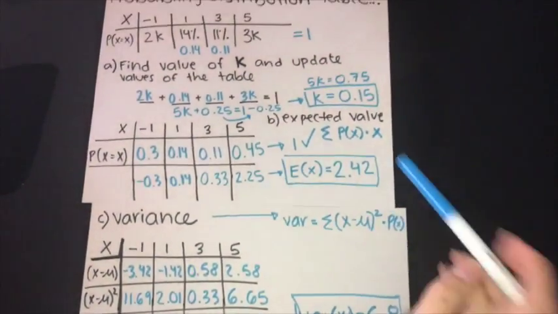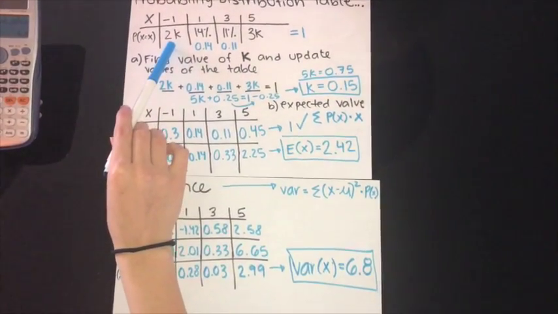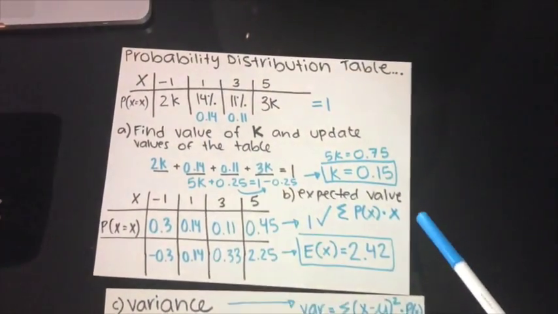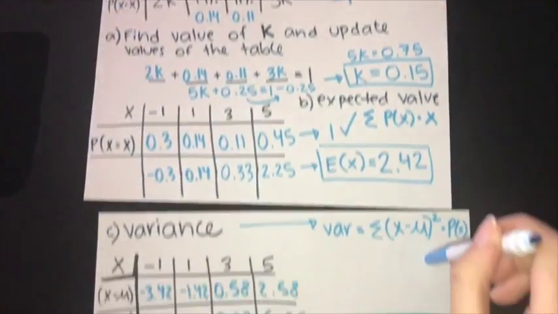We just learned how to find a value in a probability distribution table, how to substitute the values in the table, how to find the expected value, and how to find the variance.